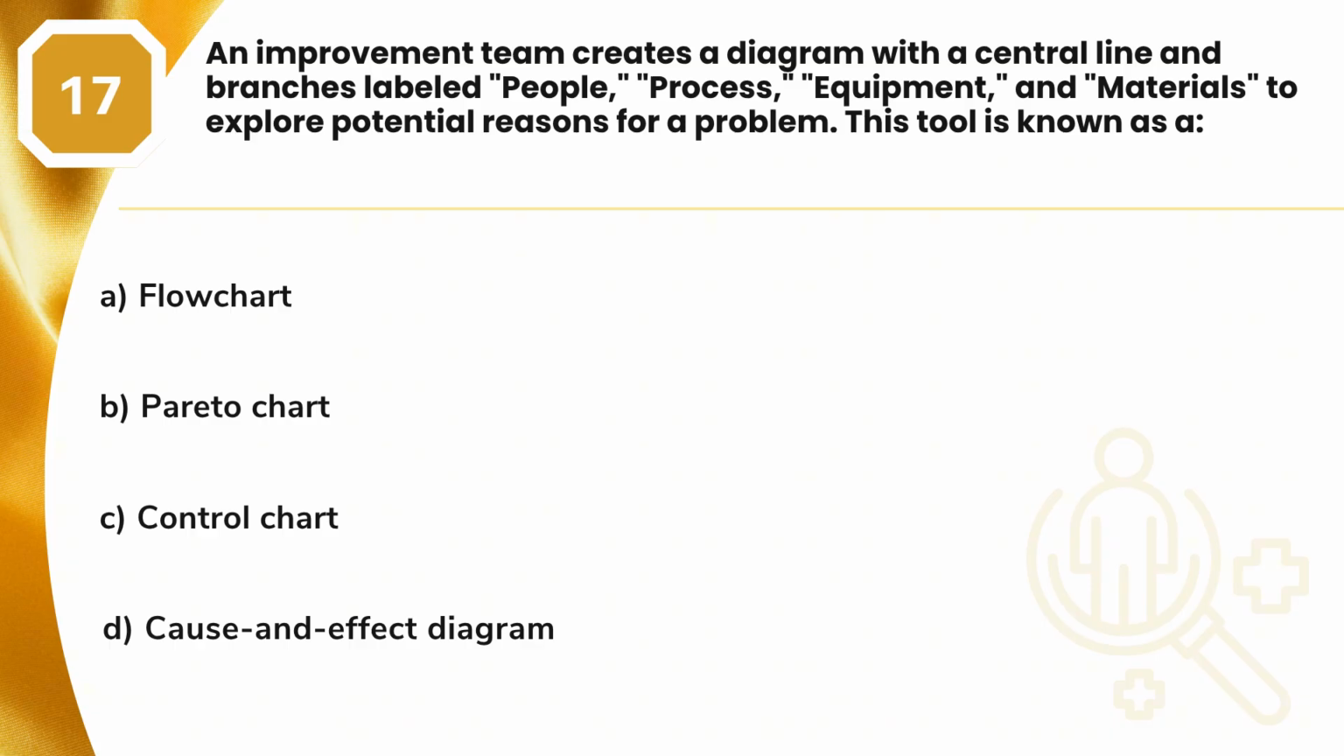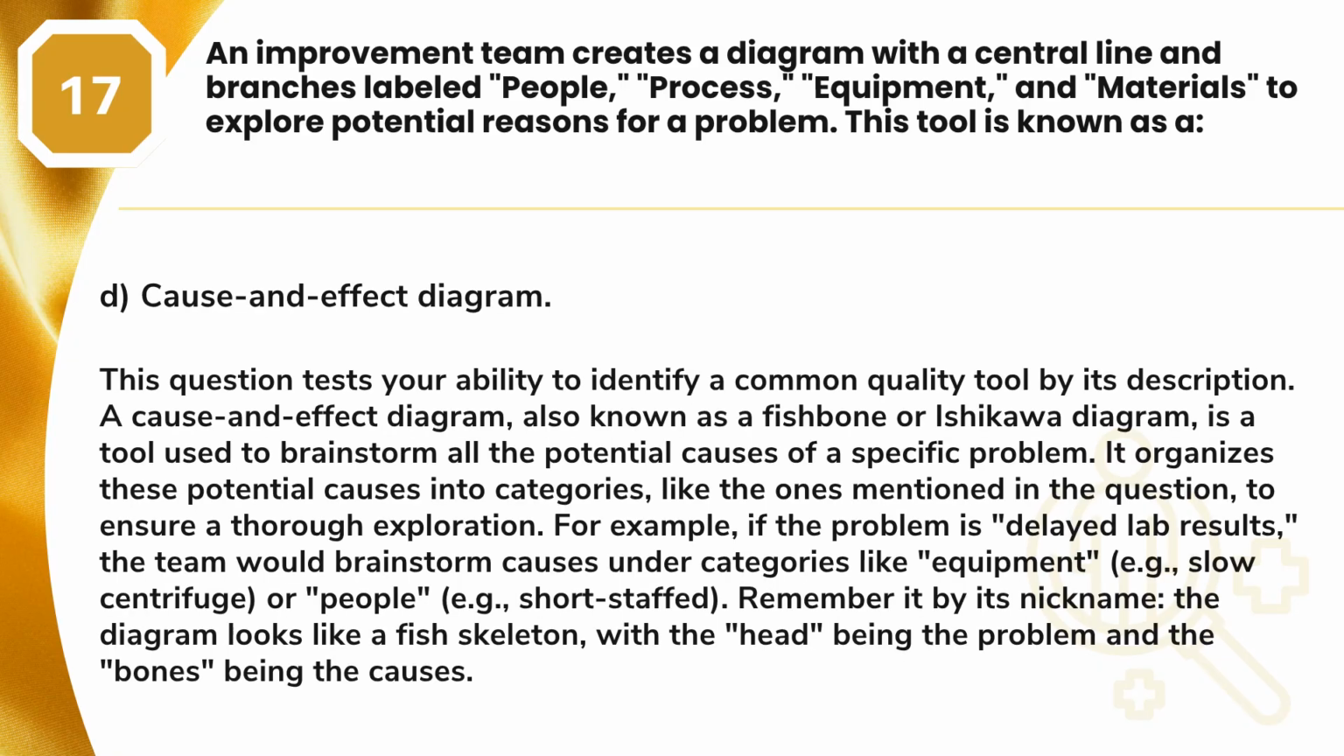Question 17. An improvement team creates a diagram with a central line and branches labeled people, process, equipment, and materials to explore potential reasons for a problem. This tool is known as A. Flowchart, B. Pareto chart, C. Control chart, D. Cause and effect diagram. Answer: D. Cause and effect diagram.